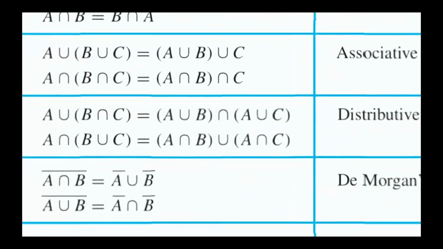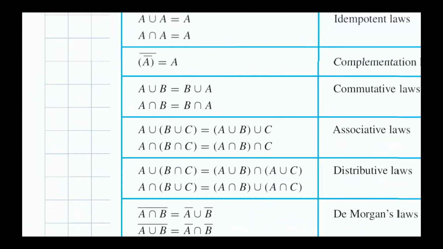We got associative laws, which means if you put parentheses, when you do multiple unions, it doesn't matter. If you want to do A union B union C, you can only do the union one at a time, but it doesn't matter which one you do first. You can do the union of B and C first, or you can do the union of A and B first, and you're going to get exactly the same result. So you can put the parentheses in either place. Same thing with the intersection. It doesn't matter which way you do that.